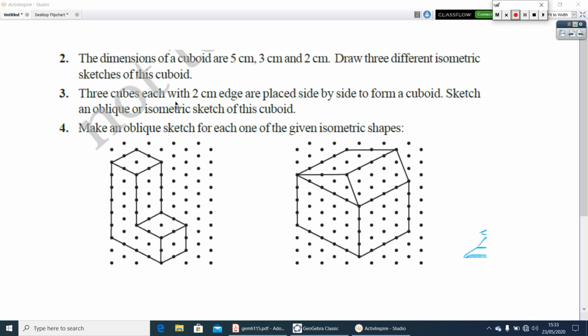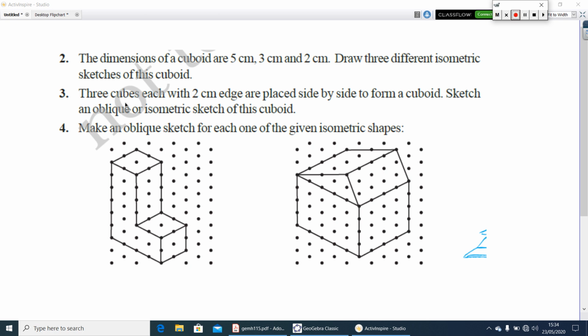Look at the second question. The dimensions of a cuboid are 5 cm, 3 cm and 2 cm. Draw 3 different isometric sketches of this cuboid. So first you have to make isometric dot paper. Now you can take 5 cm length, 3 cm breadth, 2 cm height. The same you can take as 5 centimeter breadth, 3 centimeter height, 2 centimeter length. Like this, in three different ways you can draw it in the same isometric dot sheet.